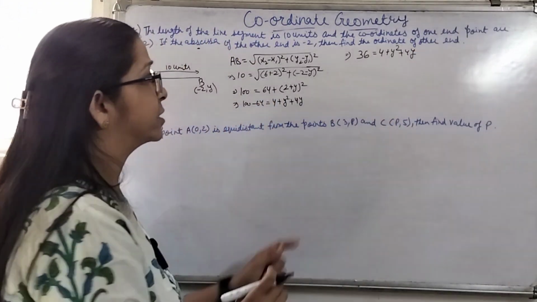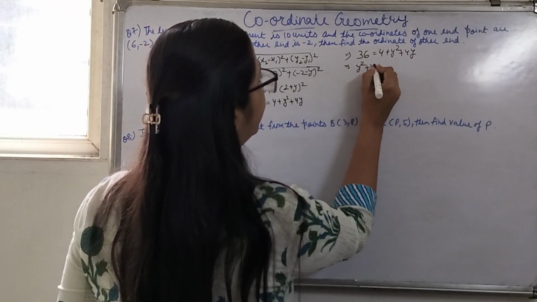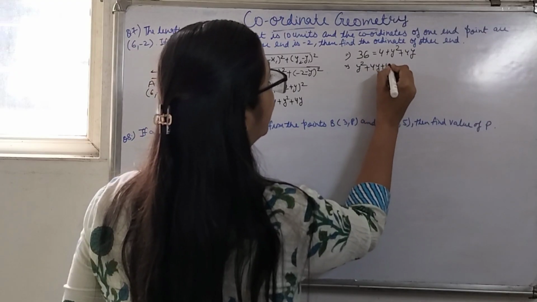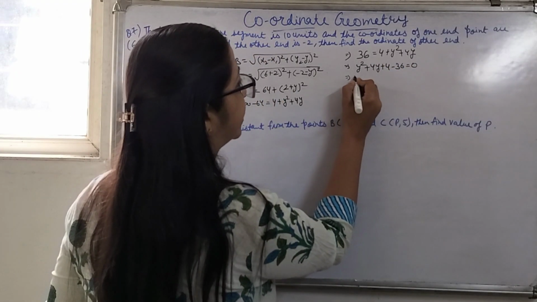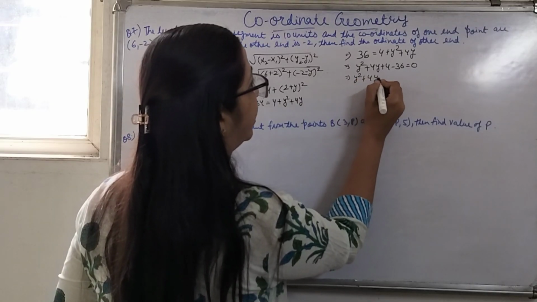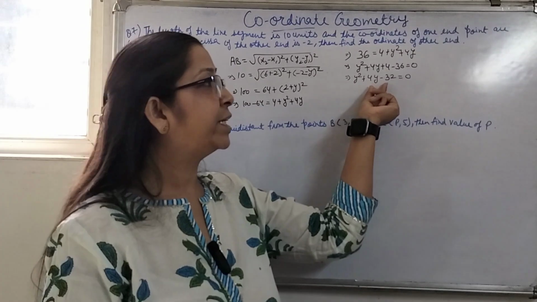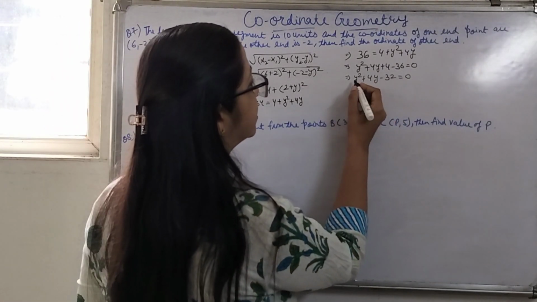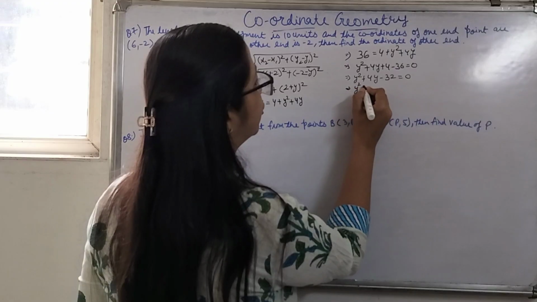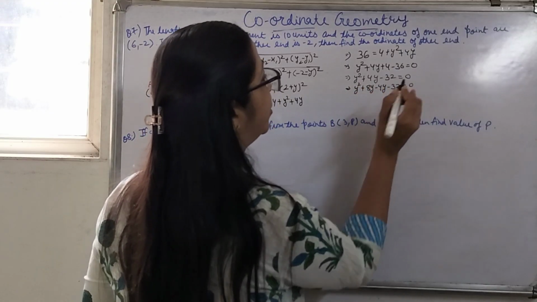If I take this 36 over here in the RHS part, it will become y square plus 4y plus 4 minus 36 equivalent to 0. That means y square plus 4y minus 32 equivalent to 0. Now by middle term splitting, we can solve this quadratic equation. So 4y could be written as, 4 8s are 32, so it could be written as 8y minus 4y minus 32 equivalent to 0.